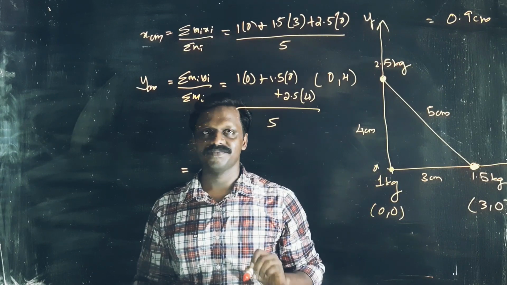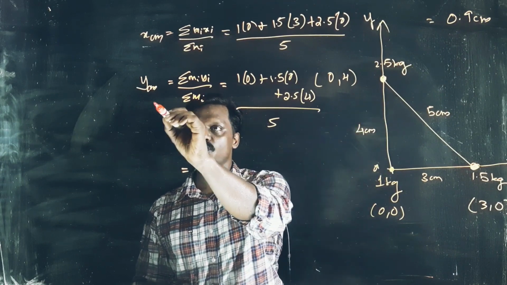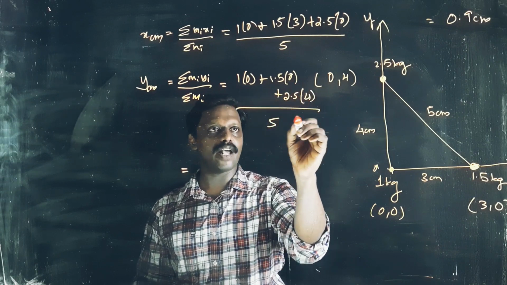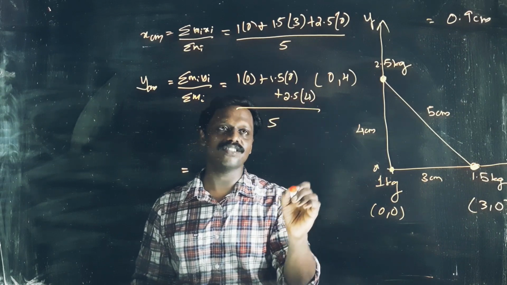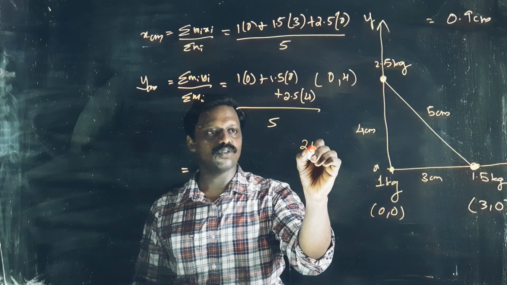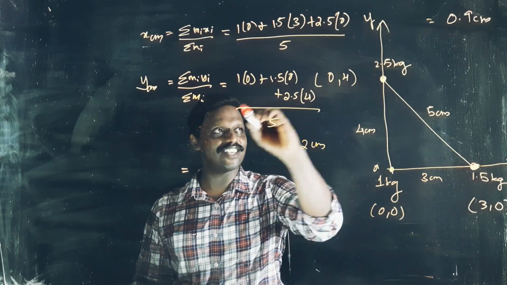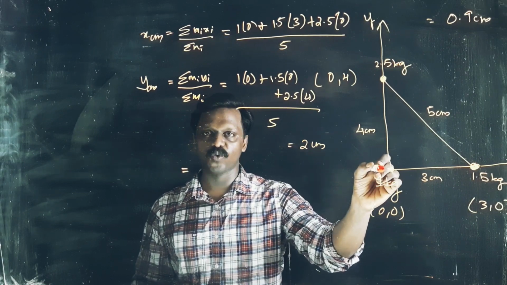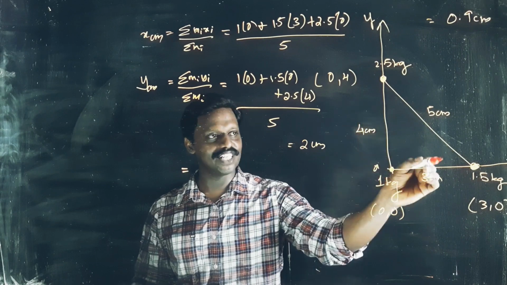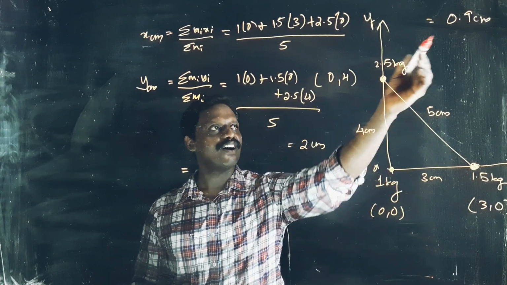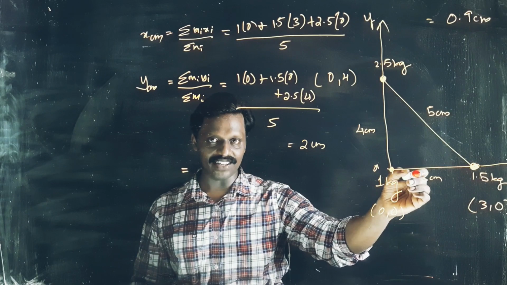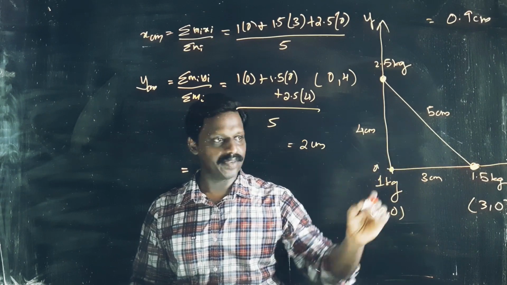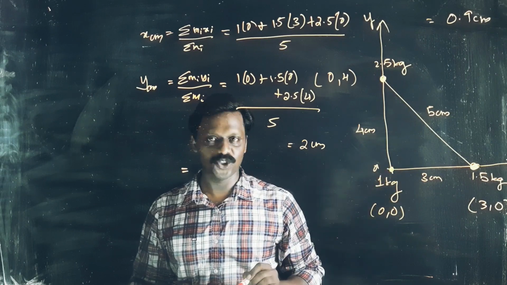So the x-coordinate of the center of mass is 0.9 centimeter. The y coordinate of the center of mass is obtained by 2.5 times 4 divided by 5, which is 2 centimeter. So xcm is 0.9 centimeter and ycm is 2 centimeter. So with respect to the 1 kilogram mass, the center of mass of this given system is 0.9 centimeters towards the right of the 1 kg mass and 2 centimeter above, which means the answer is option 2.